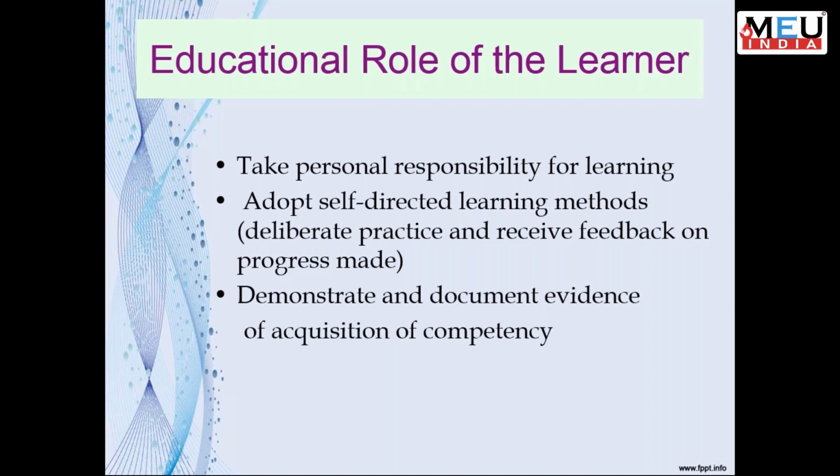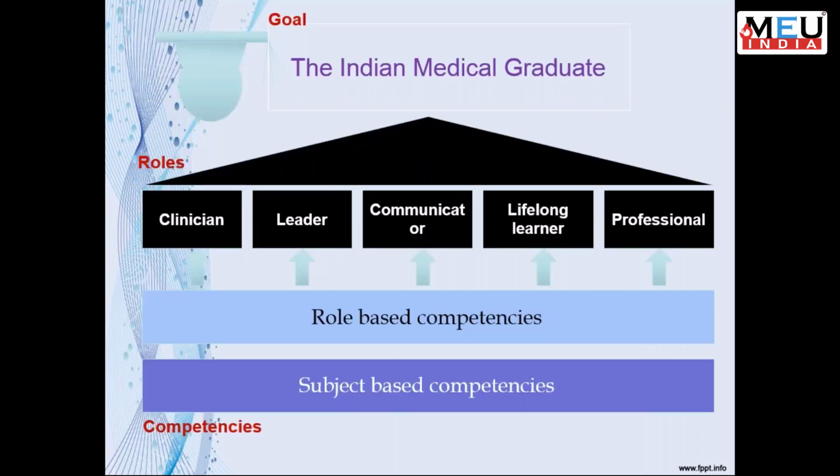And secondly, we have to demonstrate and document the evidence of acquisition of competency, and we may have to use different methodologies for doing that. In this curriculum, we have defined the goal. There are different roles defined, five roles. If you look at volume 1 of your UG curriculum, it gives you the competency document. You will find that for each role, there are competencies which have been defined. Yet the subject-based competencies are there, and we have not done away with the subject.